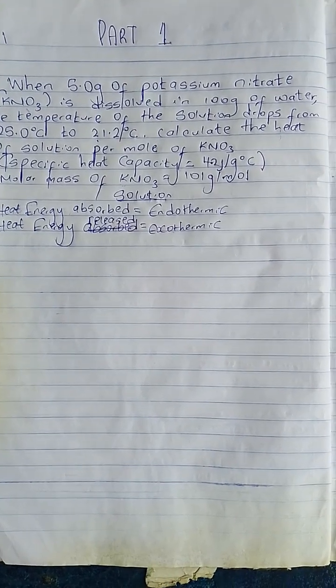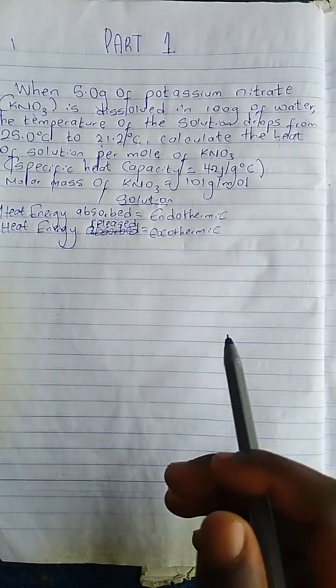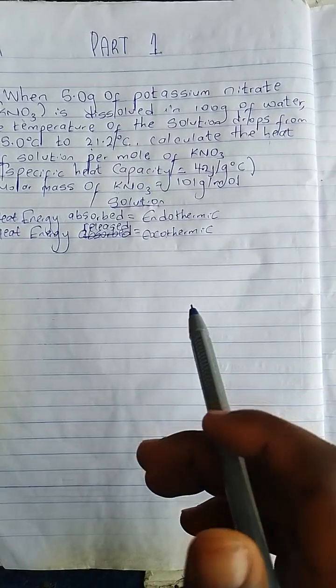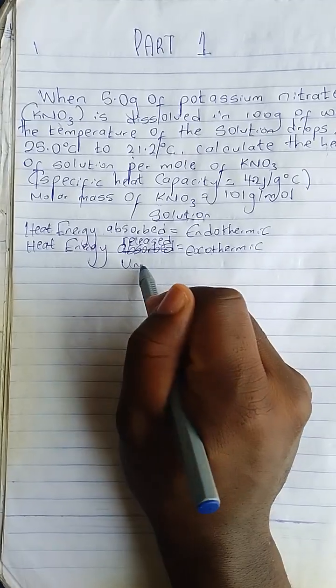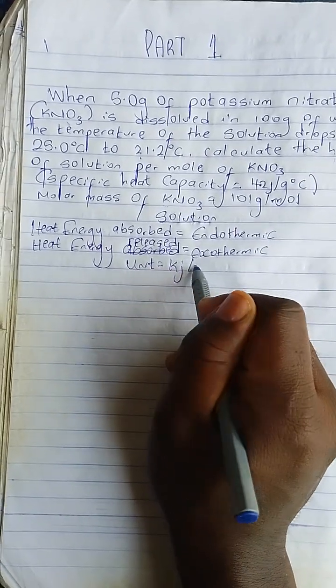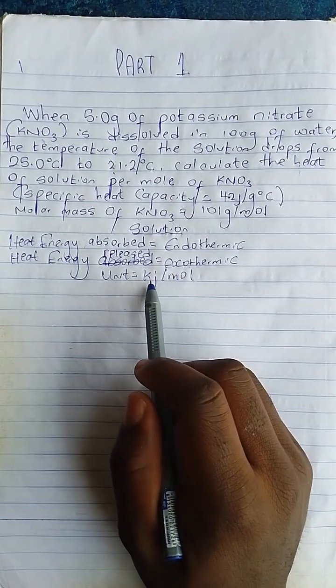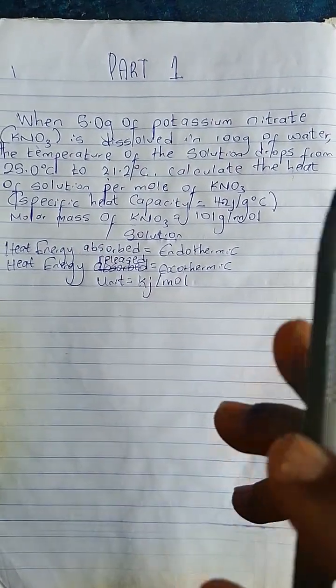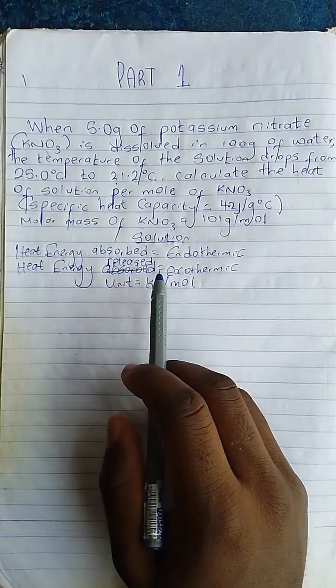Let me define it again. Heat of solution is the amount of heat energy absorbed or released when 1 mole of a substance, or a solute, dissolves in a solvent. Don't forget the unit of heat of solution is kilojoules per mole. That of enthalpy change is just kilojoules. Don't worry, just stay tuned for part 2 of my video, where I'll be explaining enthalpy change. Okay, now let's go.